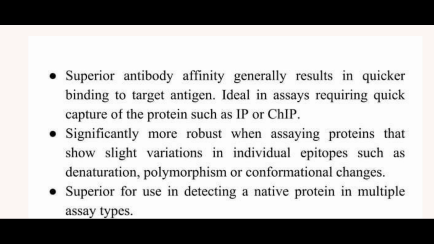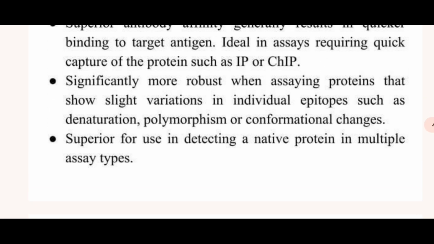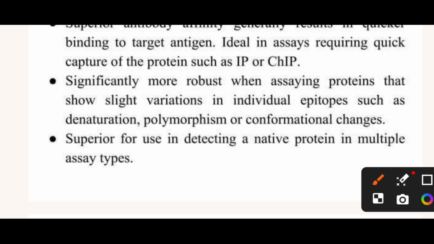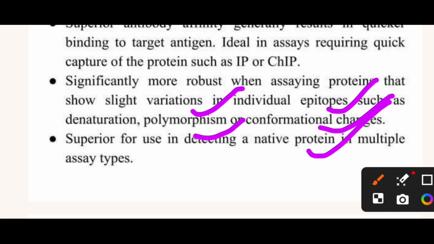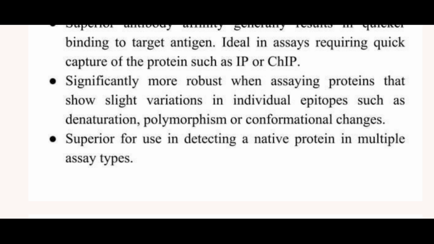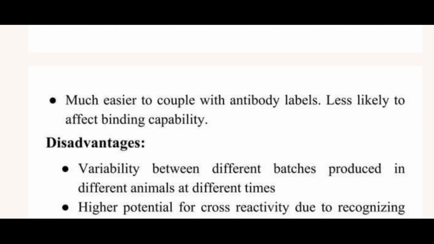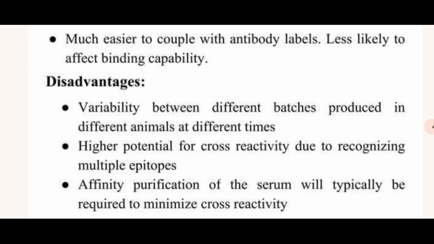Superior antibody affinity generally results in quicker binding to target antigen, ideal in assays requiring quick capture of the proteins such as IP and ChIP. They are significantly more robust when assaying proteins that show slight variations in individual epitopes such as denaturation, polymorphism, and conformation changes. So they are superior for use in detecting native protein in multiple assay types. So see, these are the advantages. Now, they are much easier to couple with antibody labels, less likely to affect binding capability. What are the disadvantages?